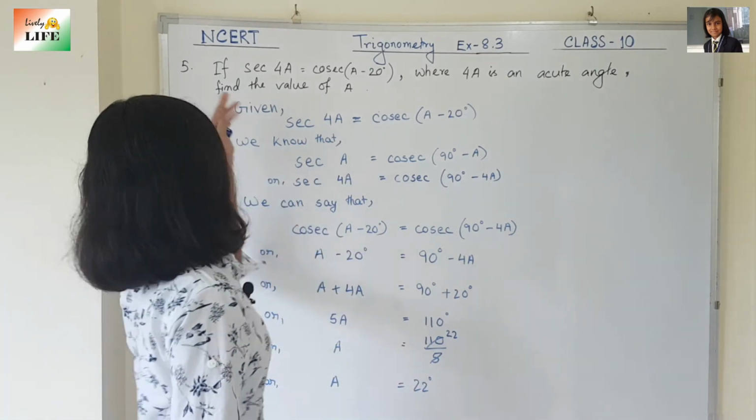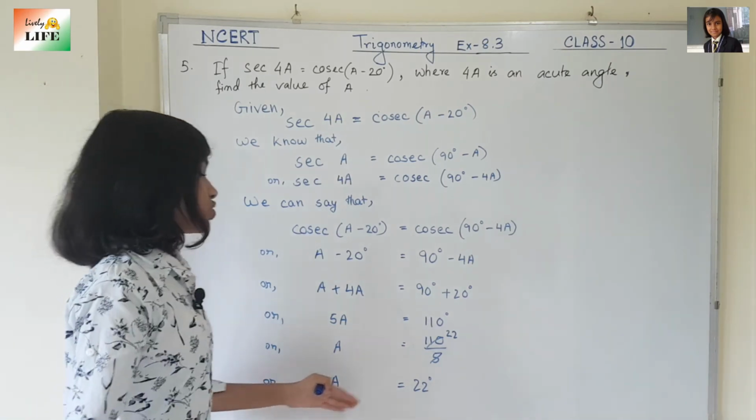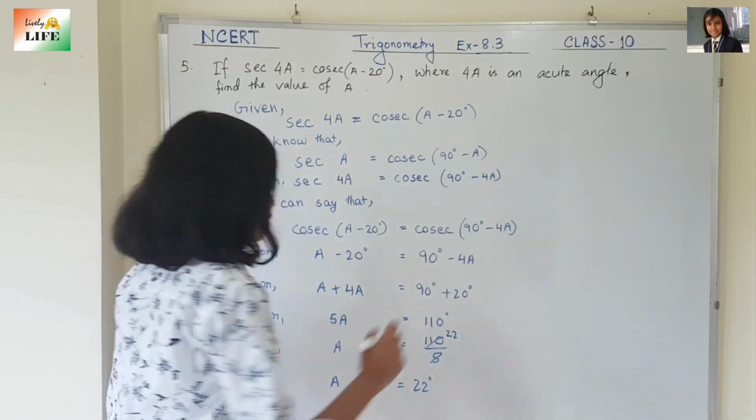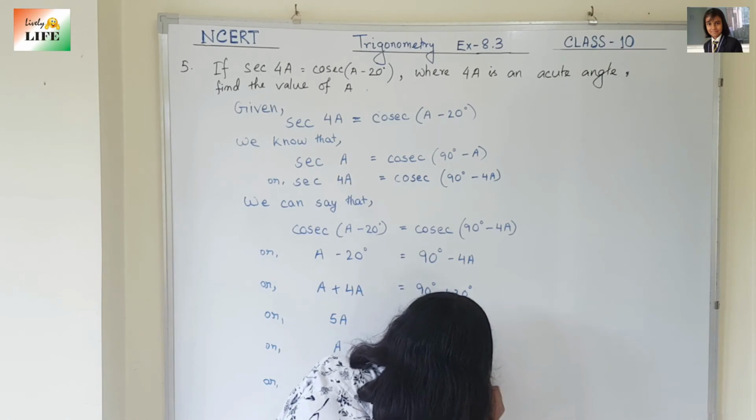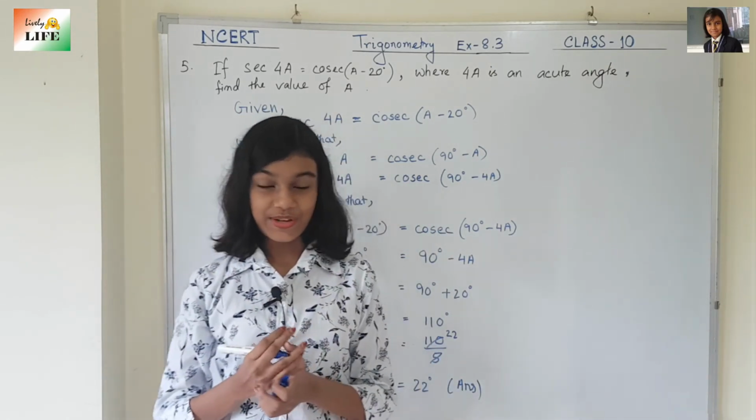So what is the answer? Over here it is written find the value of a. We have already found out the value of a. What is it? It's 22 degree. So this is the answer. With this we have completed question number 5.